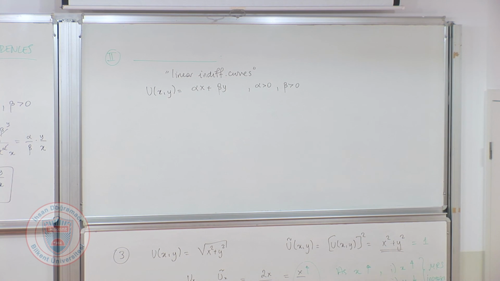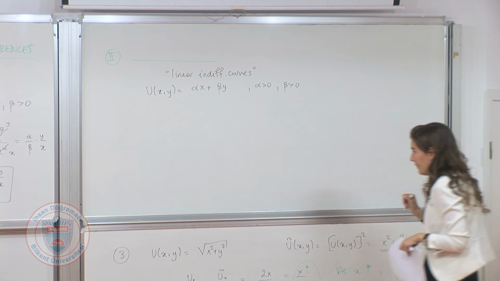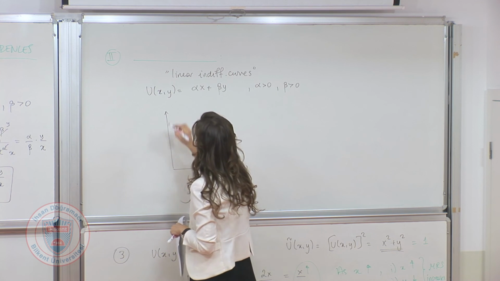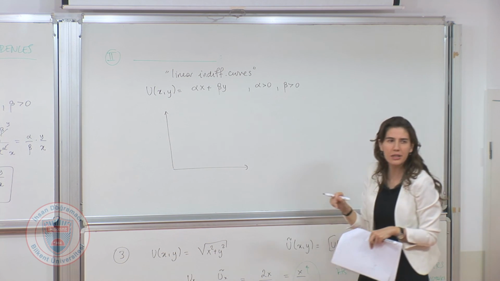So basically, right, this is the linear indifference curves, right? That's what we said. Fine, so let me draw this. Okay, so how will I draw these indifference curves?